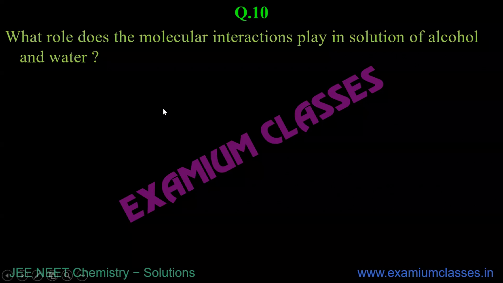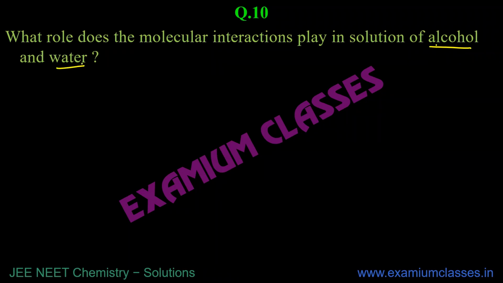What role do molecular interactions play in a solution of alcohol and water? When we say alcohol and water, you need to understand which type of mixture it forms, and whether there will be any specific type of interaction. Yes, alcohol and water have hydrogen bonding. So the only point you need to write if it appears in a 1 mark question is: alcohol and water form hydrogen bond. That is the only thing.